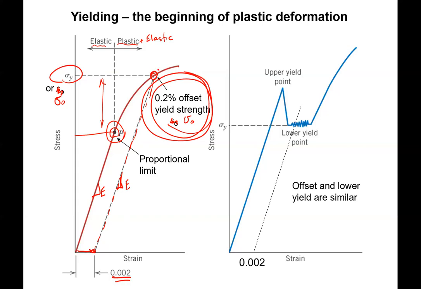Okay. In some texts, this is given as sigma sub 0 as the symbol instead of sigma sub y. Our text uses sigma sub y. But if you're looking at a mechanical text, you may see sigma 0 written instead.